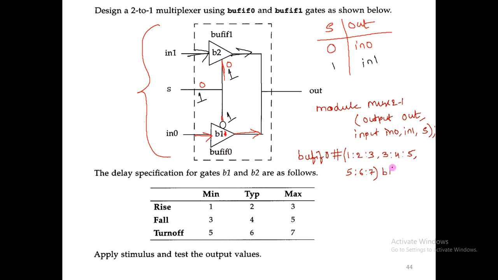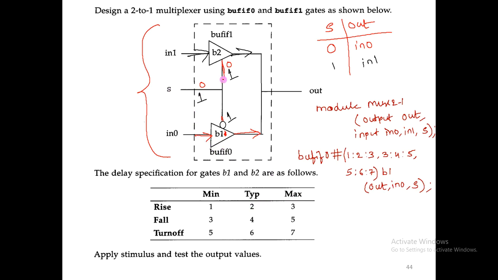Let me write the label first, B1, followed by the output first. What is the output here? Out. Next comes the input. This is the order you need to compulsorily follow. Next comes in 0. What is next? Control. That's it. This is the first statement.